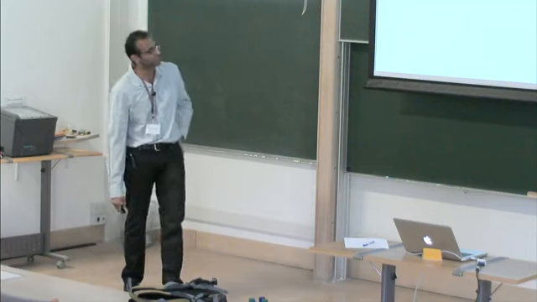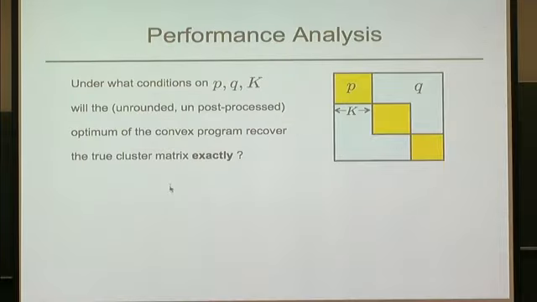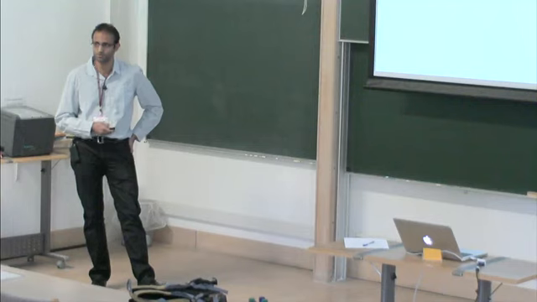So hopefully the algorithm is clear, and our performance analysis is to see under what conditions on the three parameters of interest P, Q, and K does this program actually work. Which means, when does it recover the exact cluster matrix as the unique optimum?